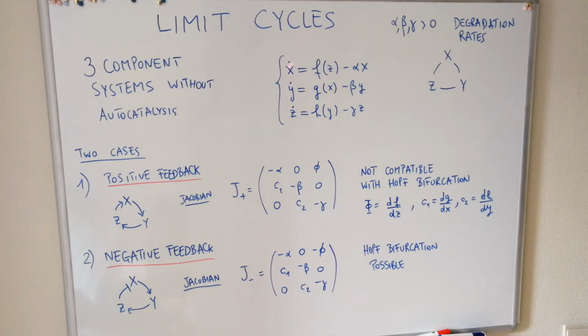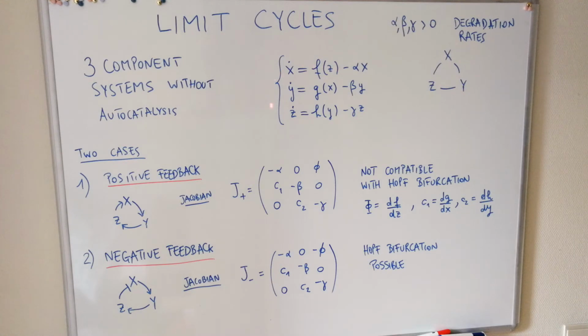described therefore by the following differential equations. Note that x dot has a synthesis rate which depends on z. So the synthesis of x is influenced by z, and x degrades with some degradation rate alpha. Alpha, beta, and gamma are the three degradation rates. They are chosen to be positive quantities. So this is just a normal degradation, so no autocatalysis. And f, g, and h are functions respectively of z, of x, and of y.